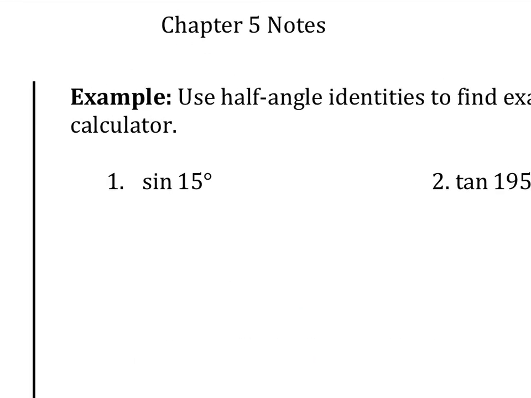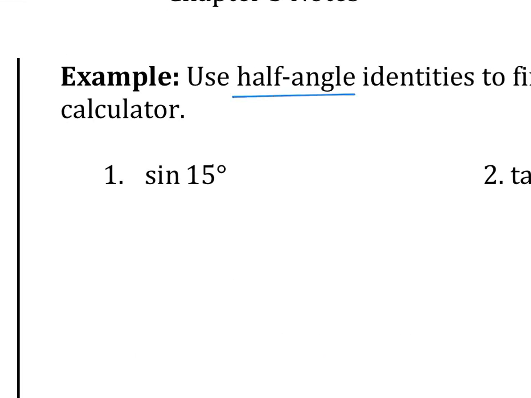Okay, so this says use the half angle identity to figure out the number without calculator. Sine 15 degrees. We can get to sine 15 degrees from the sum and difference formula, but this time it says please use the half angle formula. So what you need to do is ask yourself, what angle divided by 2 is 15? 30. So 30 is going to be the angle we're going to use.